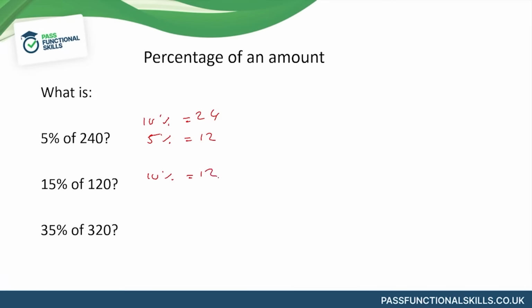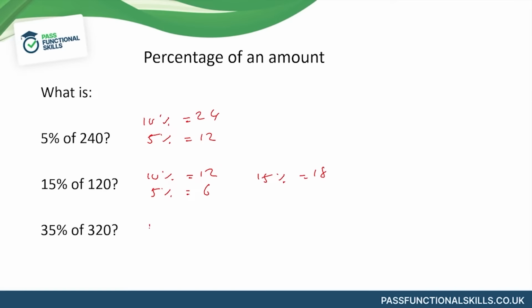10% is 12. So 15% is a combination of 10% plus 5%. Think of it as blocks of 10s and 5s. So if 10% is 12, 5% is 6, so 15% is going to be 12 plus 6, so 18.